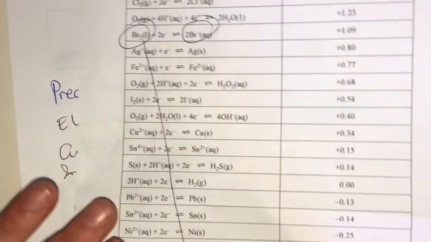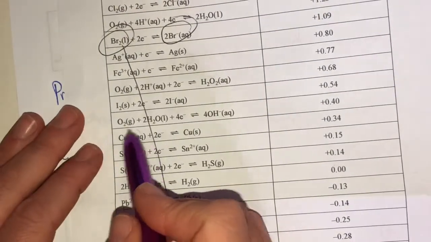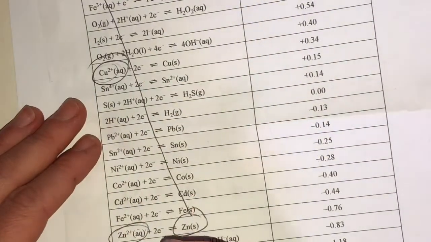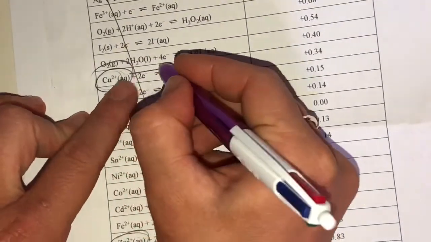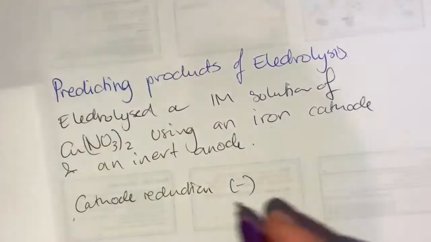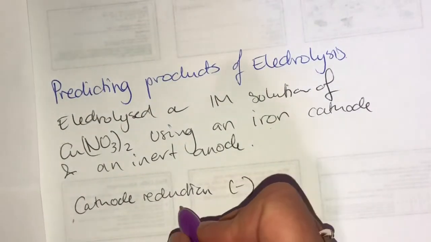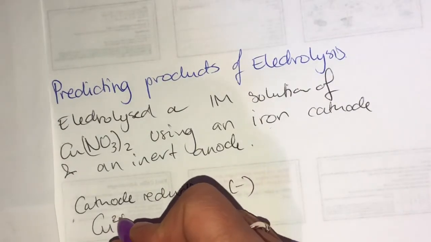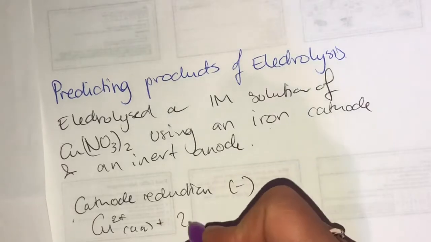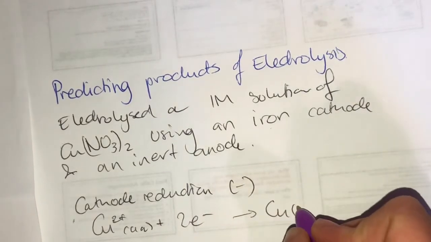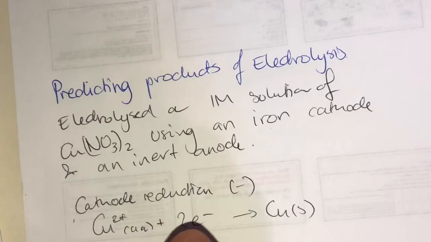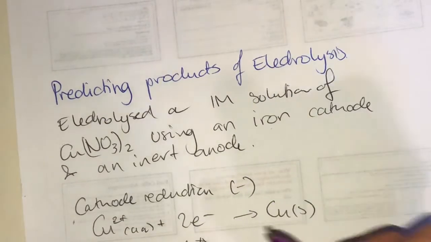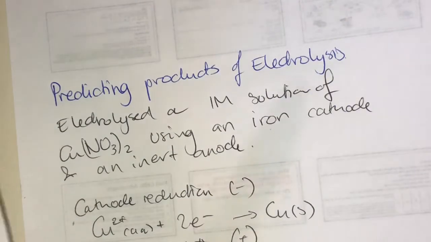Copper 2+. I already would know that copper 2+ is a lot stronger as an oxidant than H2O. So you'll actually get the reduction of copper 2+ at the cathode. You'd get copper on top of the iron. So copper 2+ aqueous, plus 2 electrons, produces copper solid. Now, what would occur at the anode where it's oxidation? Well, that's where you're looking for reductants.